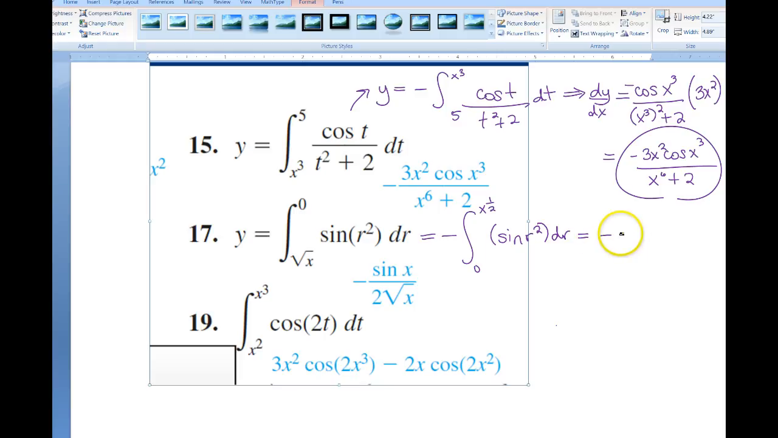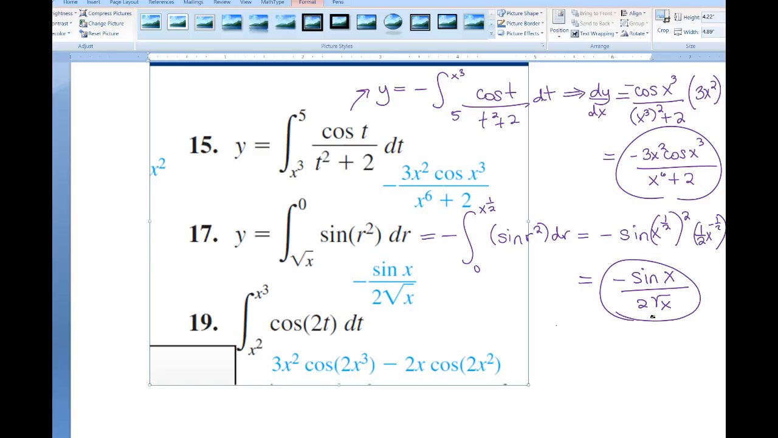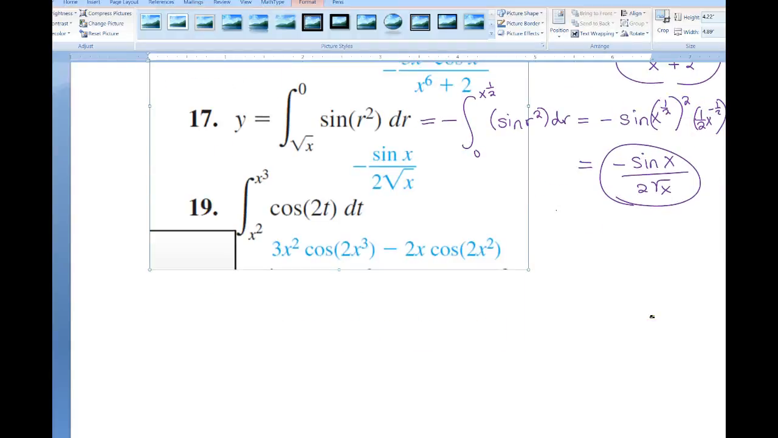Okay, so it's become negative sine x to the 1/2 squared times what's x to the 1/2, the derivative of that's going to be 1/2 x to the negative 1/2. So it's going to become negative sine of just x all over 2 root x, because the 2 will go to the bottom, x to the negative 1/2 is really a square root of x in the denominator, and that's pretty much all we can do with that. Okay, the last one on this page, number 19.